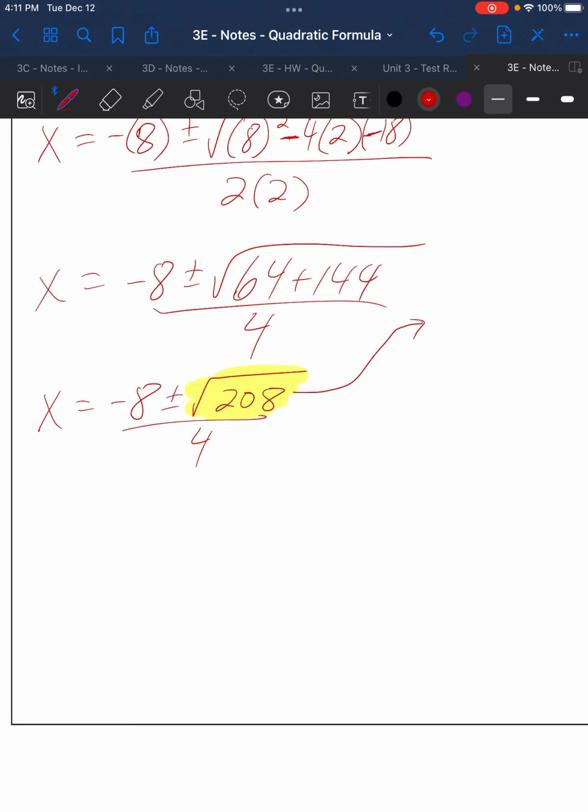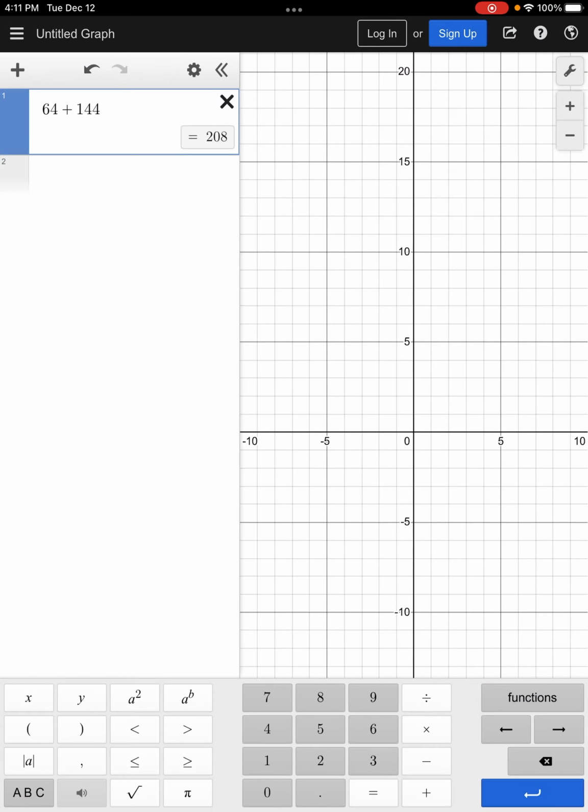At this point, I need to take out the square root of 208 and see what is the biggest perfect square that divides out of 208. So let's check it out. Is 208 a perfect square? I don't believe it is. Let's do a quick check. No, it's not. So then we do a 208 divided by, I'm going to go 81.